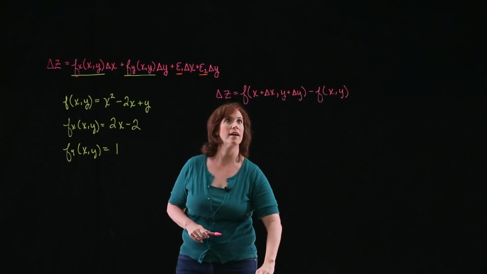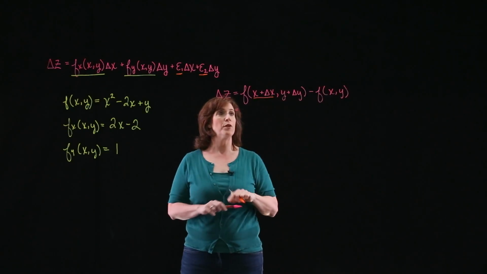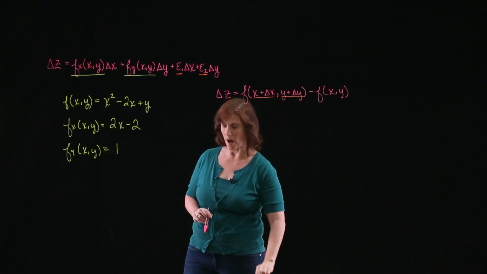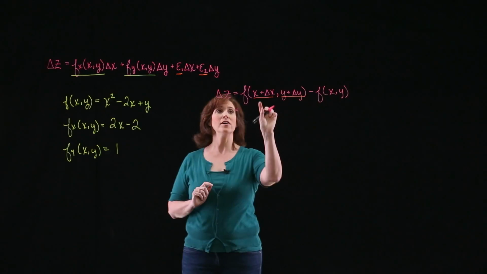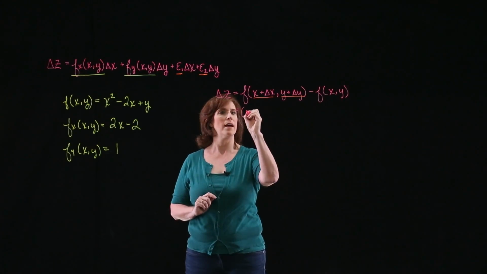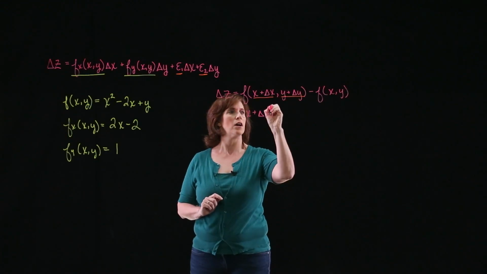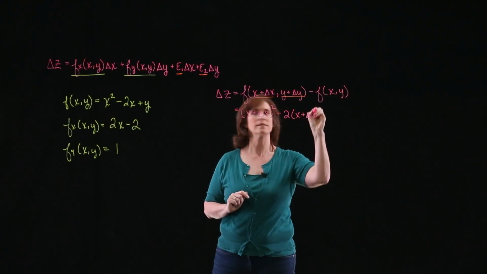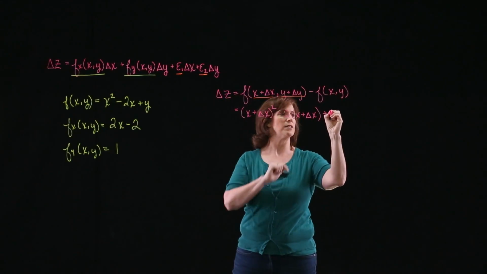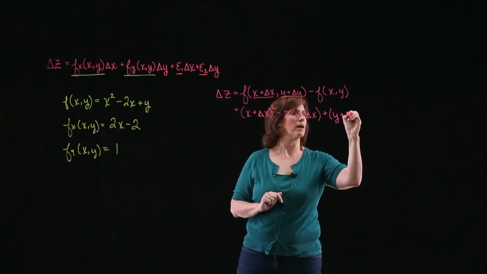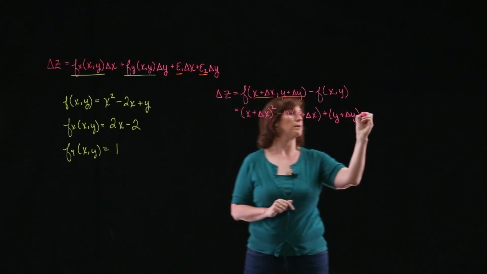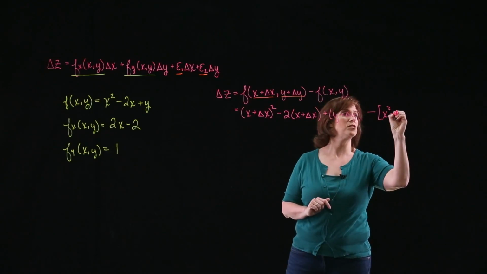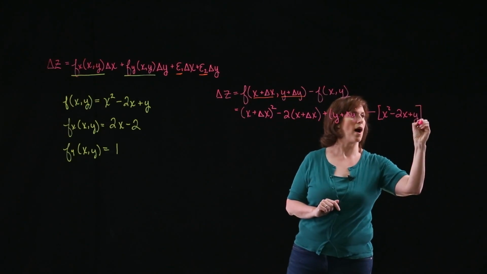Now notice what's happening here. I'm going to plug in x plus delta x every time I see an x in my function, and I'll be plugging in y plus delta y every time I see a y. So my function evaluated at this point is going to be x plus delta x, quantity squared, minus 2 times x plus delta x, plus y, so in this case it'll be plus y plus delta y. I'm then going to subtract f of xy, which I know is x squared minus 2x plus y.